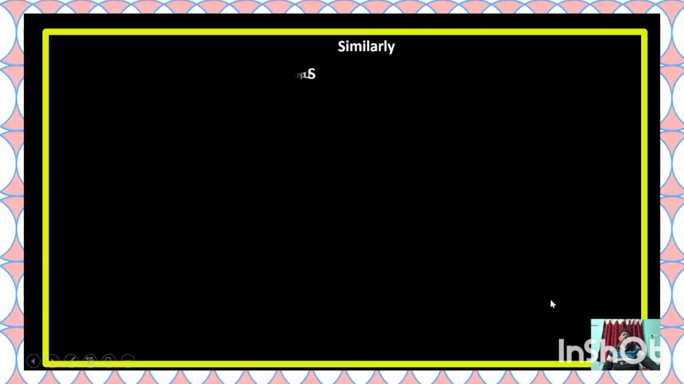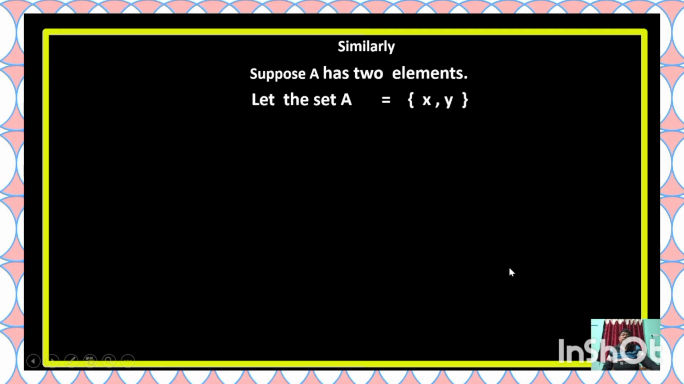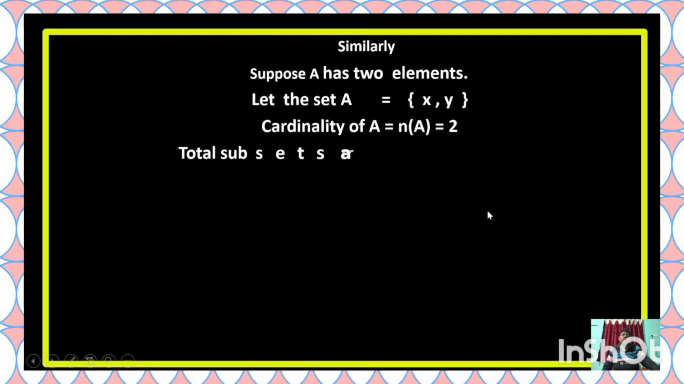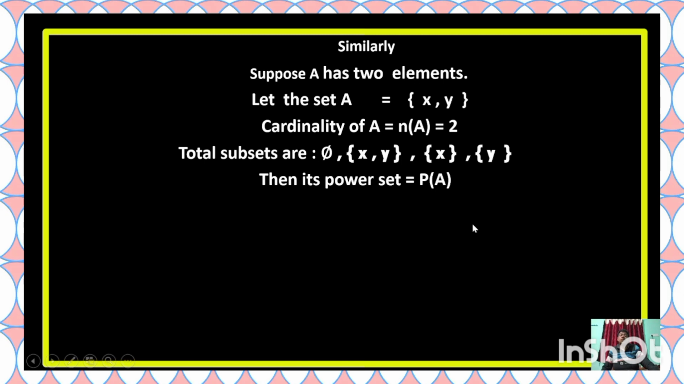Okay, understand? So similarly, let us suppose the set has two elements. Let A be a set having elements x and y. So the cardinality of the set A is what? n(A) is 2, right? How many elements are there? 2 elements. The total number of subsets, these are the subsets of the set A. How many subsets are there? There are 4 subsets. So we can write the power set as P(A), these subsets are taken as the elements.